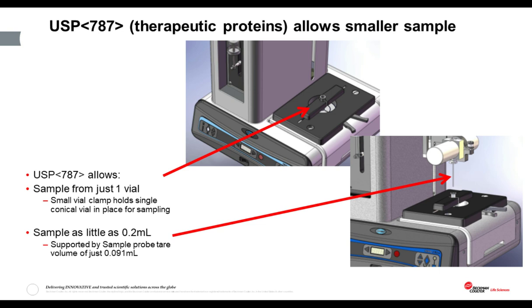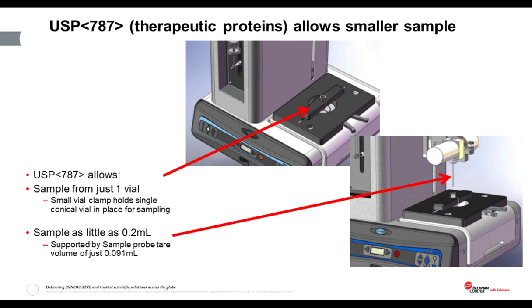And it often has a small conical base, which means it won't stand upright, and you have to have it exactly in the right place so that the sampler will take the sample. So most particle counters, of course, have a relatively large tare volume, certainly large when compared to 0.2 milliliters, or dead volume, it's sometimes called.